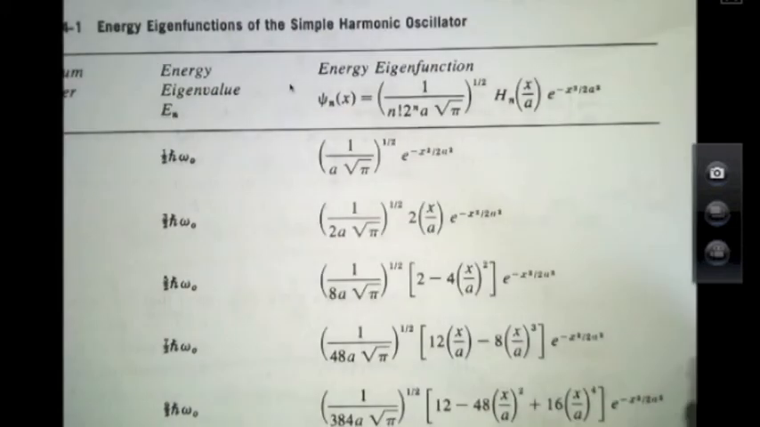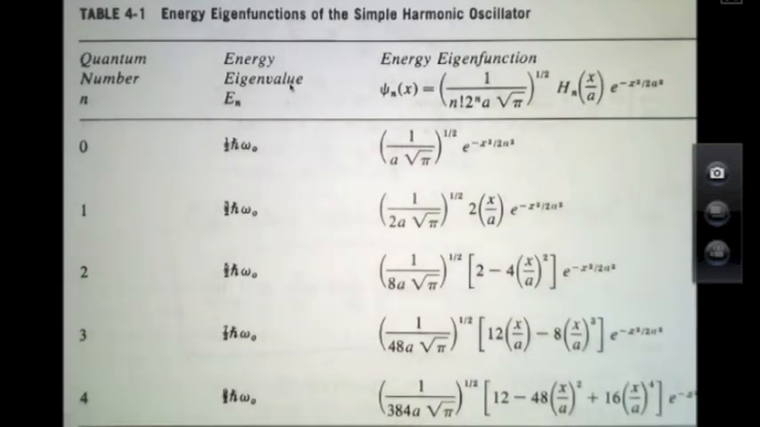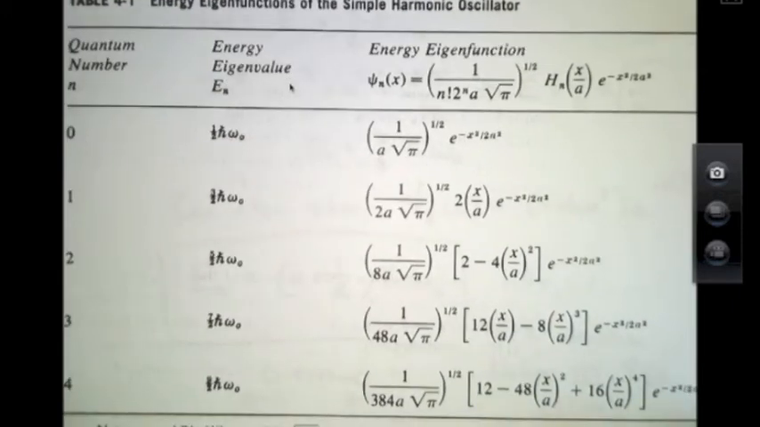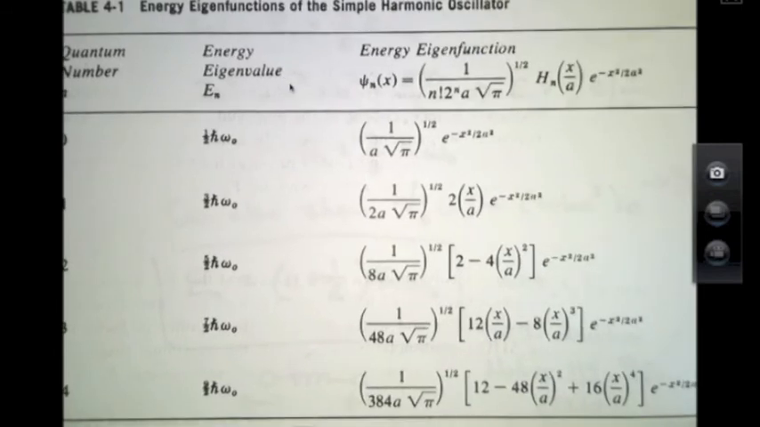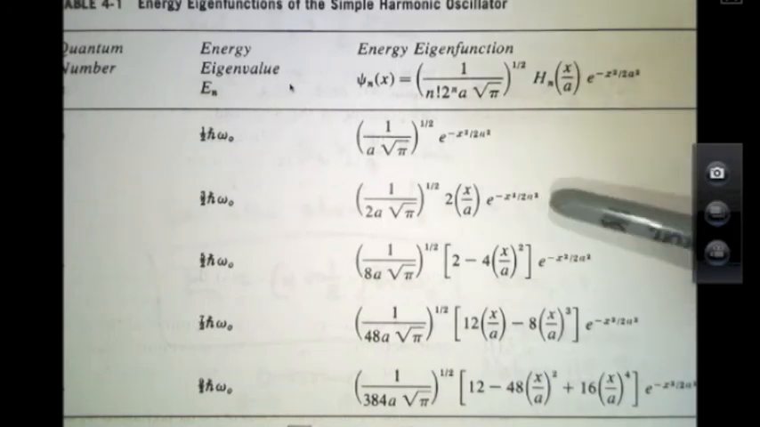In general, these wave functions follow the pattern I've just described. The quantum number goes up by 1 unit, but the energy eigenvalue is always an odd multiple. And there is a regular description for these polynomials. They're called the Hermite polynomials. That's probably not particularly important for us to remember.